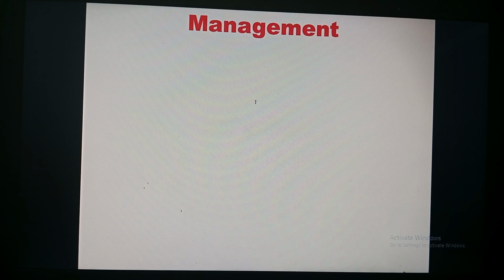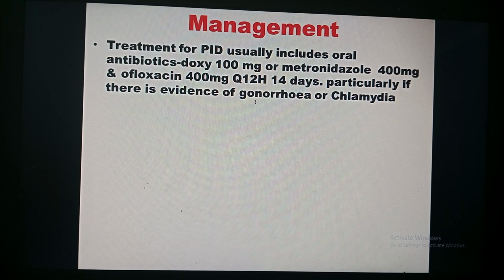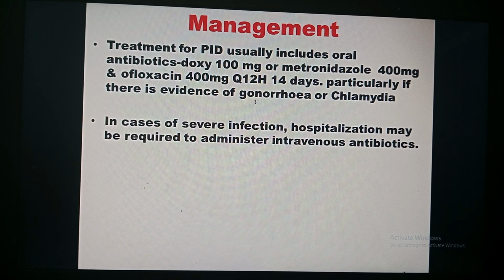So management: since it is an infection, it is treated with antibiotics. Usually it requires antibiotics only, that is doxycycline 100 mg, or metronidazole 400 mg and ofloxacin 400 mg every 12th hourly for 14 days, particularly if there is evidence of gonorrhea or chlamydia, which are sexually transmitted diseases. In case of severe infection, where the client is having multiple symptoms and is very lethargic, hospitalization with IV fluid and IV administration of antibiotics is required.